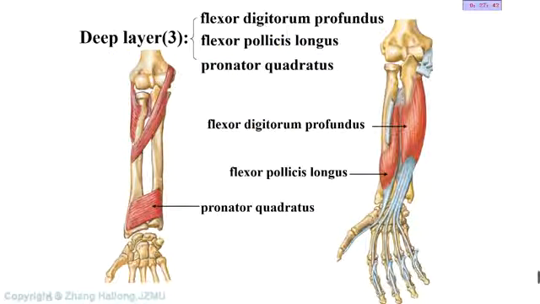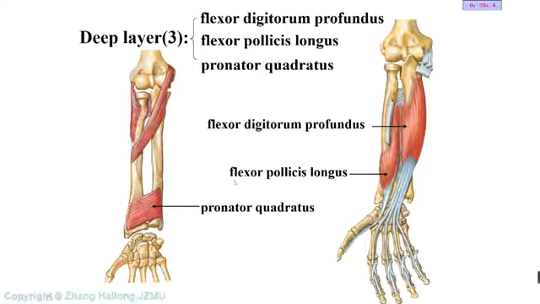And then the deep layer. In the deep layer, there are three muscles. The first one is flexor digitorum profundus. It's a deep layer. Profundus means deep. You see this muscle also controls the fingers, from the second finger to the little finger, controlling the four fingers, making them flex.